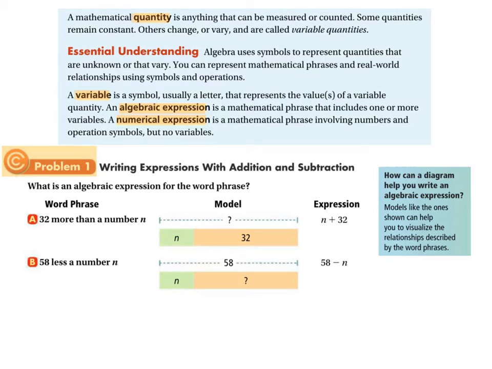How can the diagram help you? Well, models like this one can help you visualize the relationship. So hopefully you can see what we're talking about here, where we say 32 more than a number, you have a number, 32 more than that. Or in this case, you have the whole amount 58, and then you go less by that amount, n.